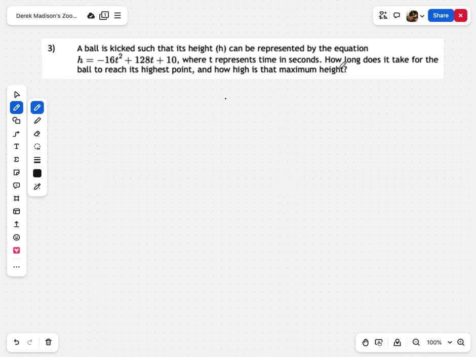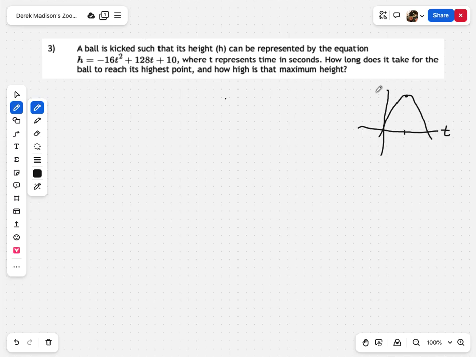Okay, so anytime the problem starts talking about maximums, that means you're finding a vertex. So we have this parabola. It looks something like that. This first part, how long does it take for the ball to reach its highest point? So how long, that's a t. So that would be the t coordinate of the vertex. In other words, what we would think of as x.